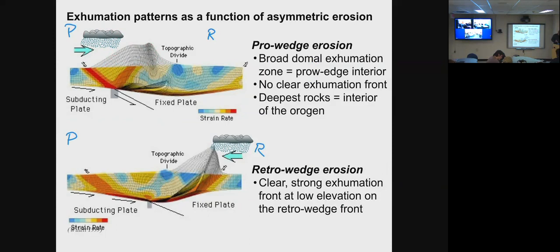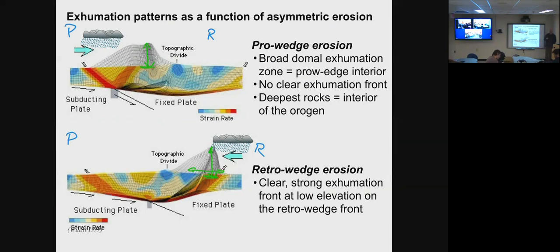Where we will find the highest metamorphic grade rocks will be close to the topographic high, but on the pro wedge side. If we just keep the deformation identical, but change where the clouds come from, the system's going to be very, very different. Here we'll have a very narrow zone of metamorphic rocks, exposed at very low elevation on the retro wedge side.